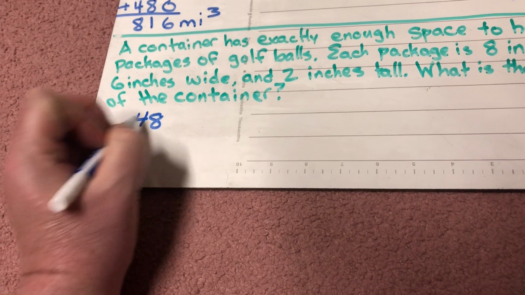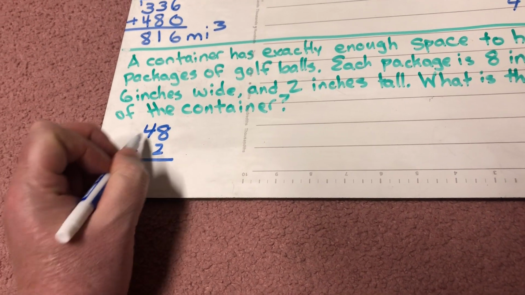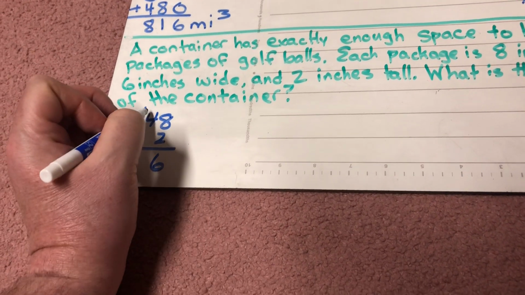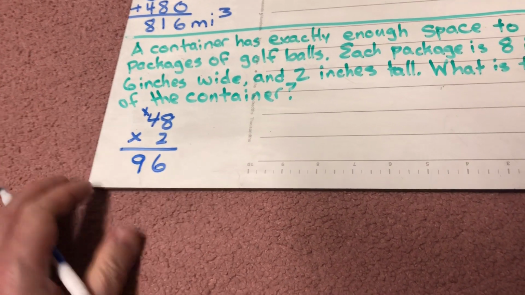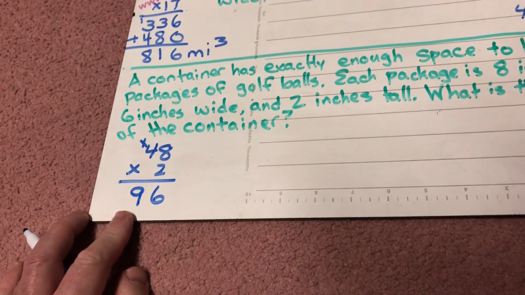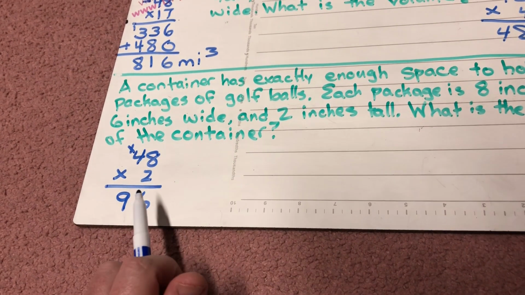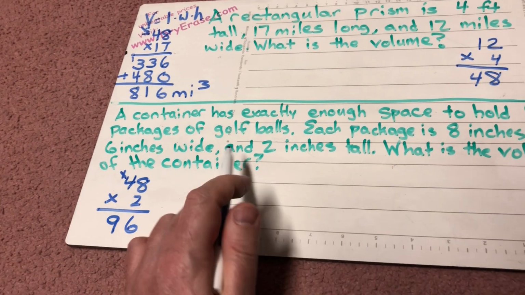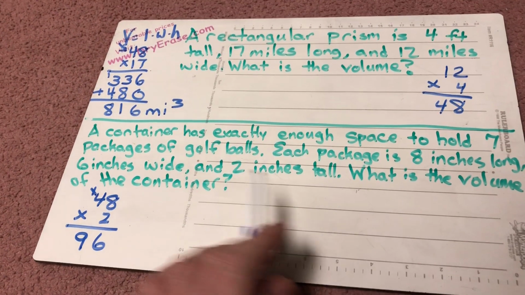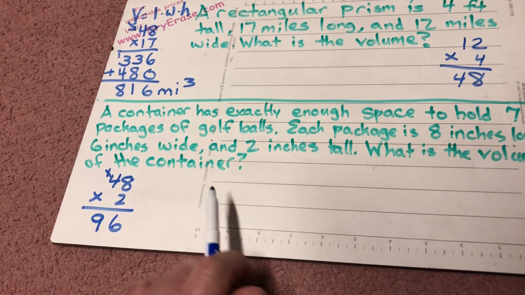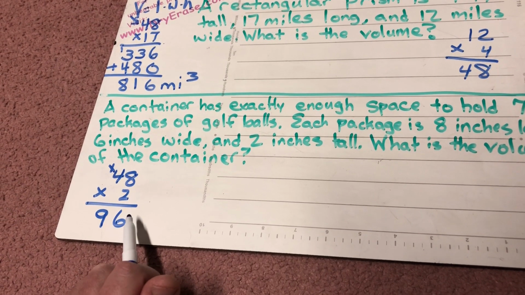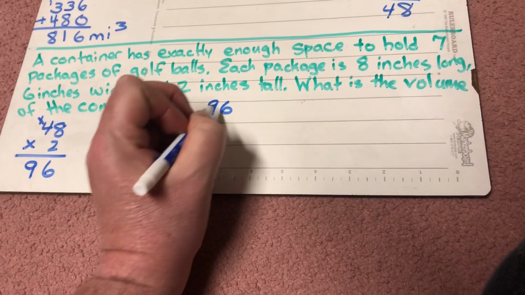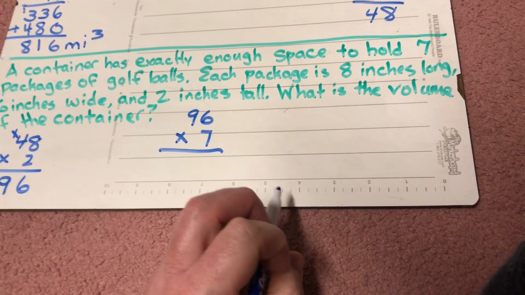So that's not real difficult. Come down here and do that. 2 times 8 is 16. Put the 6 down, carry the 1. 2 times 4 is 8, plus 1 is 9. I get 96. So each golf ball package has a volume of 96 cubic inches. The container has exactly enough space to hold 7 packages of golf balls. So 7 that have a volume of 96 cubic inches. So that's going to involve me taking 96 and multiplying that by 7.